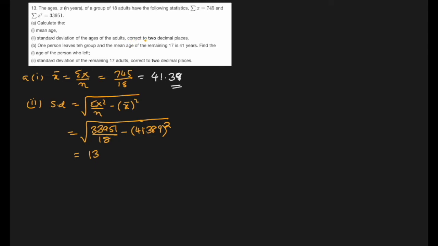So my standard deviation here comes out to be 3.16. They're saying 2 decimal places, right? So 3.1577, we can write 3.16. This is the standard deviation. This is also in years.